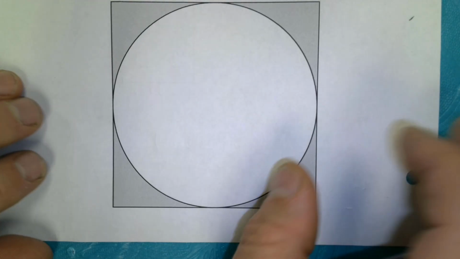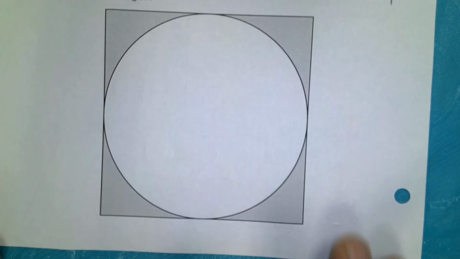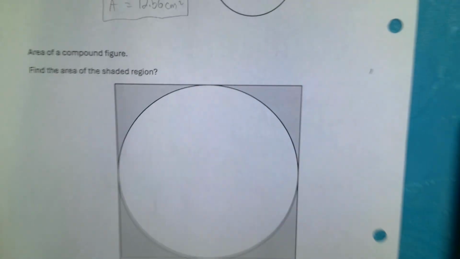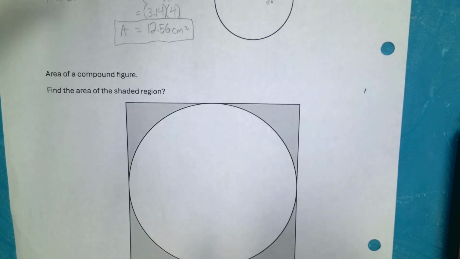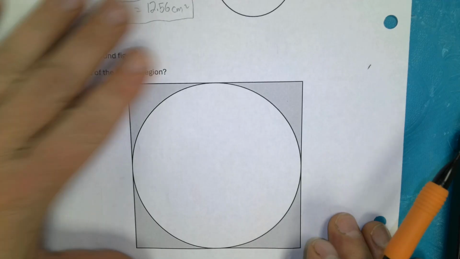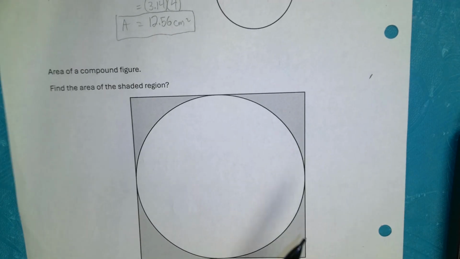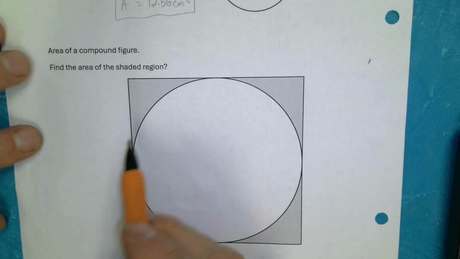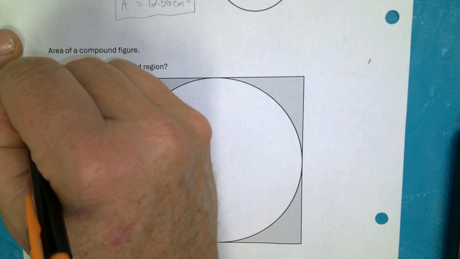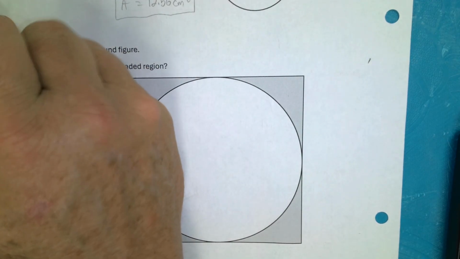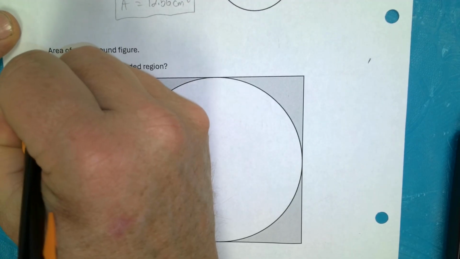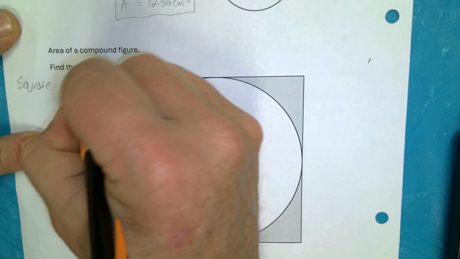But all right, last problem. Okay, so what we have here is a circle and a square, and we're supposed to find the shaded region, which is these little sections here. And so how do you think we might do that? Well, I think a good place to start is let's figure out the area of the figures we have. So we have a square and we have a circle. So let's write down square and circle.